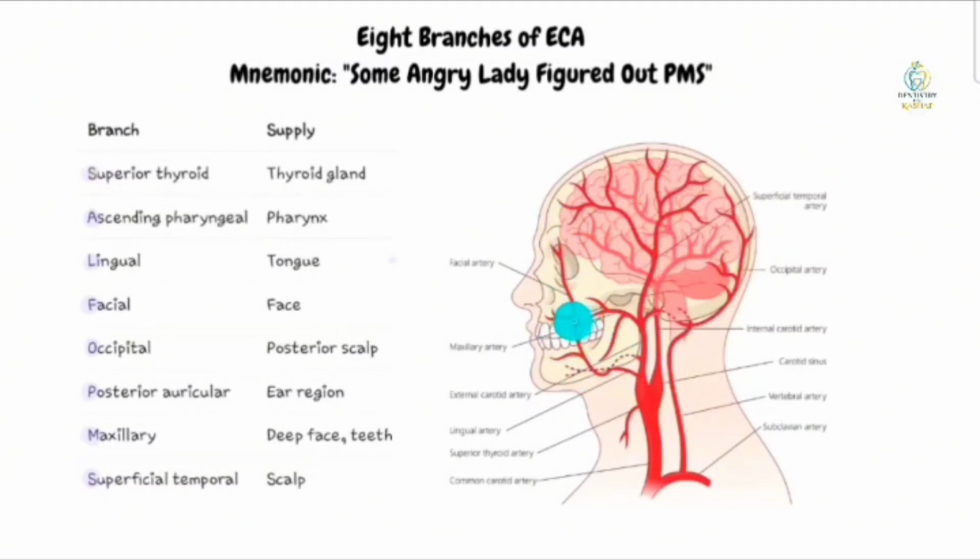We will discuss the facial in detail later. And there is the occipital, which supplies your posterior scalp. And the posterior auricular, here you will appreciate. And the maxillary, the deep one; I will discuss the maxillary artery in the next part of this video. And the superficial temporal artery supplies your temporal part.